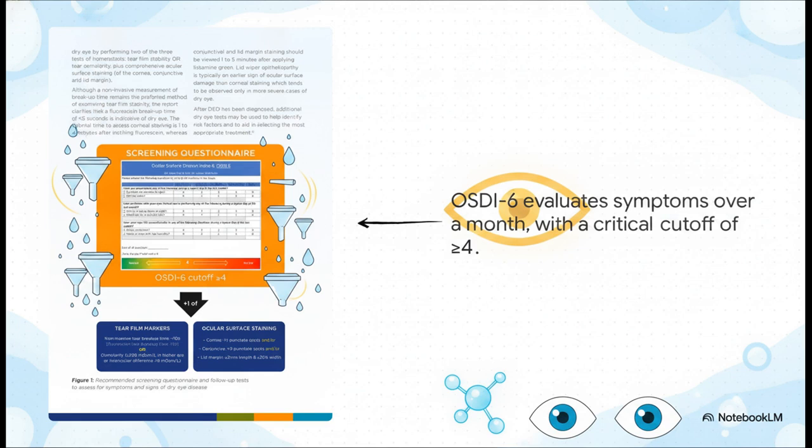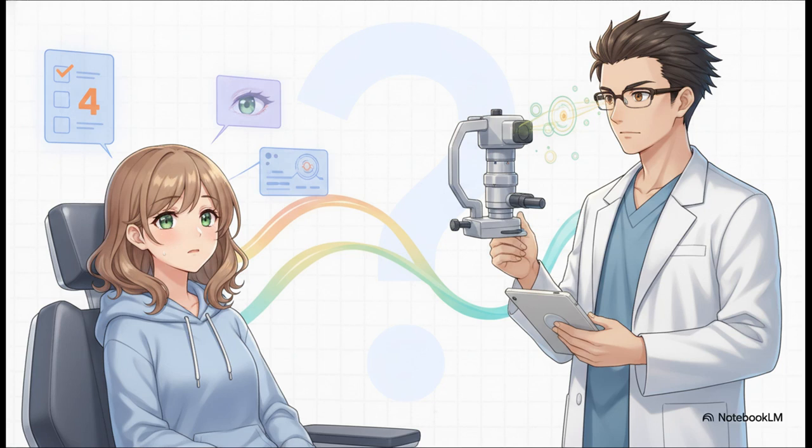Unlike the older 12-item questionnaire that only looked at the previous week, this streamlined 6-question survey evaluates symptoms over the entire past month. Your primary filter here is a critical diagnostic cutoff score of 4 or higher. If your patient scores a 4, 5, or more, they've officially crossed the threshold for subjective symptoms of dry eye. So, picture this. The patient is sitting right there in your chair, and they've just scored a 4 on the OSDI-6. So, what happens next? How do we make that critical transition from logging subjective symptoms to finding hard, objective clinical signs?